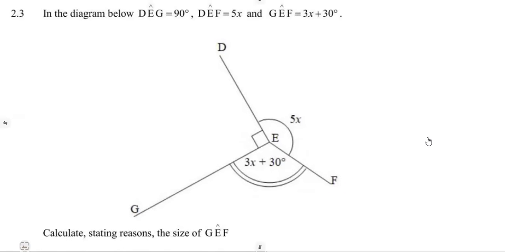2.3. In the diagram, we are given the angle DEG, which is 90 degrees, represented by a right angle there. That's 90 degrees. Then D, E to F, which is 5x, and another angle from G to E to F, which is 3x plus 30 degrees. That is what we are given. Calculate, stating reasons, the size of angle GEF. GEF, this one. 3x plus 30 degrees. Find that angle.